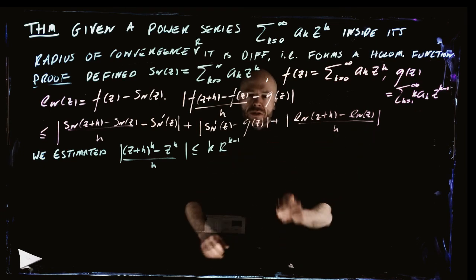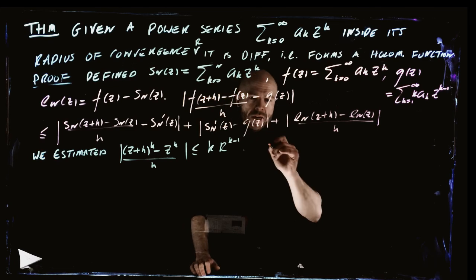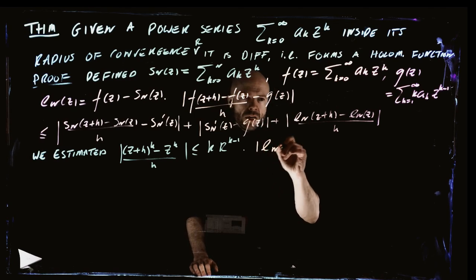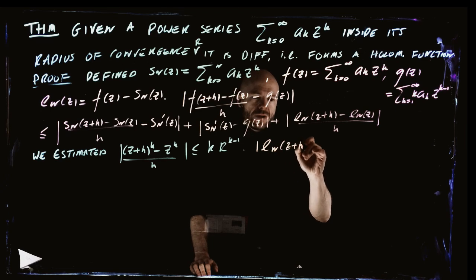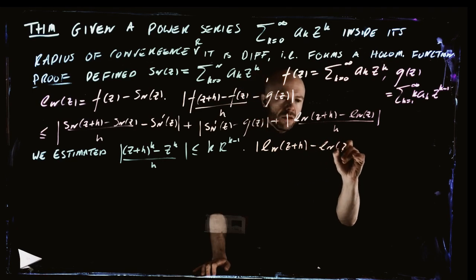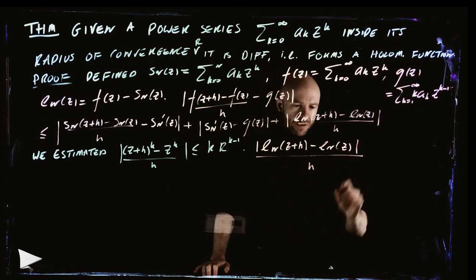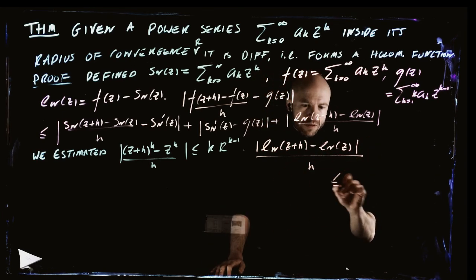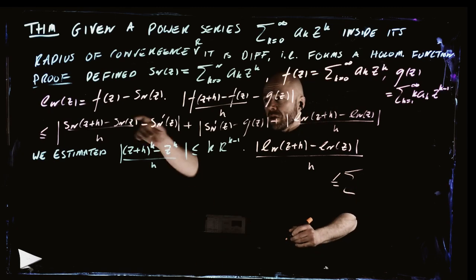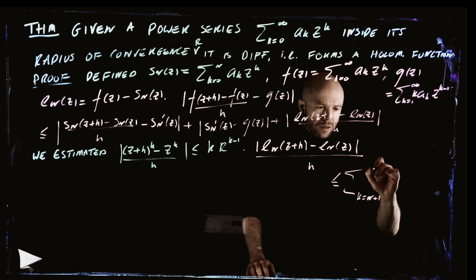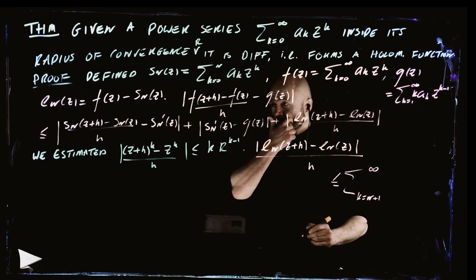So notice that this guy, the absolute value of (E_n(z+h) minus E_n(z)) over h, is going to be less than or equal to the sum, where we're summing from k equals n plus 1 to infinity.